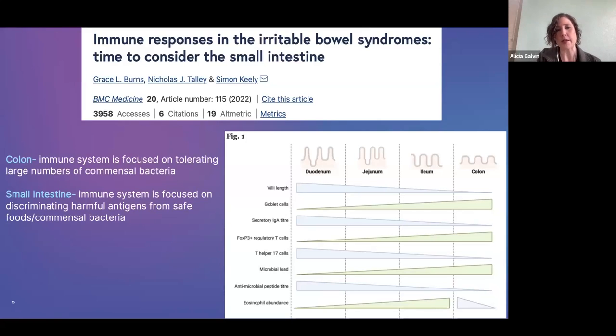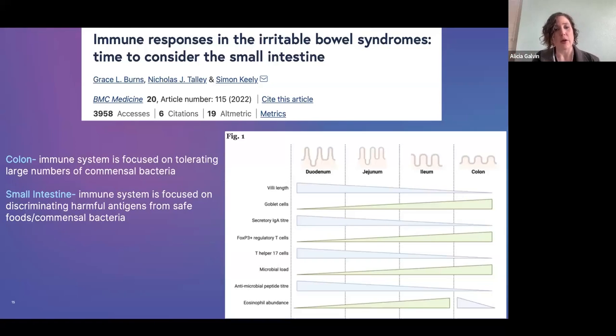So in the colon, the immune system is really geared towards dealing with and handling the vast numbers of commensal microbes that are there. By the time food gets to the colon, it should have already gone through several antimicrobial checkpoints and been dealt with and absorbed. So the colon is really about keeping all these microbes in check, so that we're not freaking out every time we see a microbe, because it's potentially coming into contact with many.